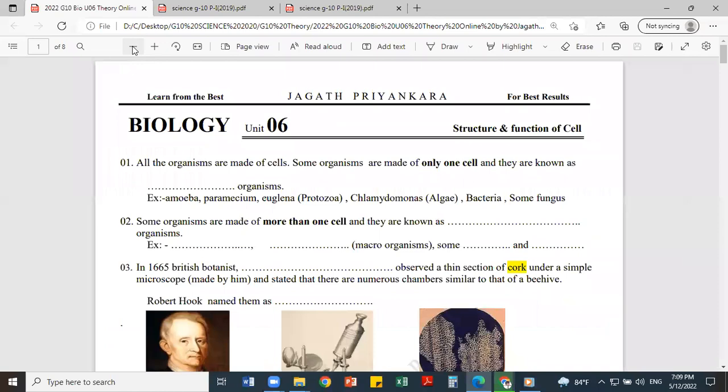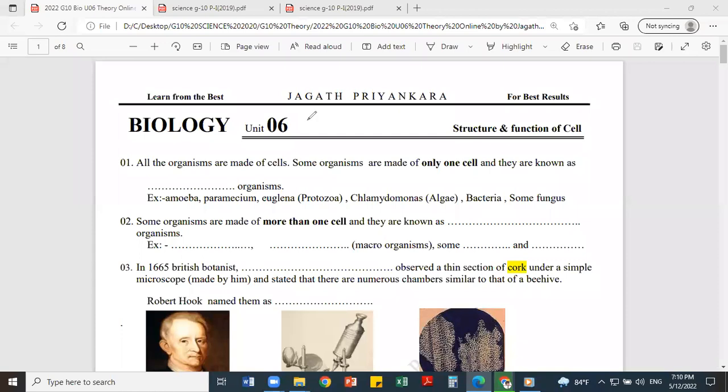So the first one I have given: the organisms are made of cells. Some organisms are made of only one cell and they are known as unicellular organisms. Complete the blank first. All the organisms are made of cells. Some organisms are made of only one cell. Underline or highlight, made of only one cell. And they are known as unicellular organisms.